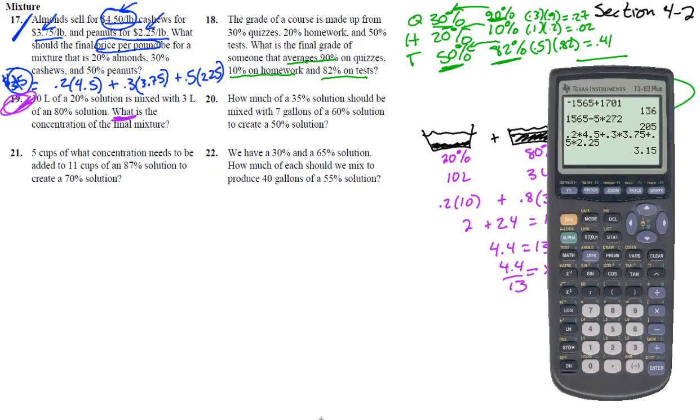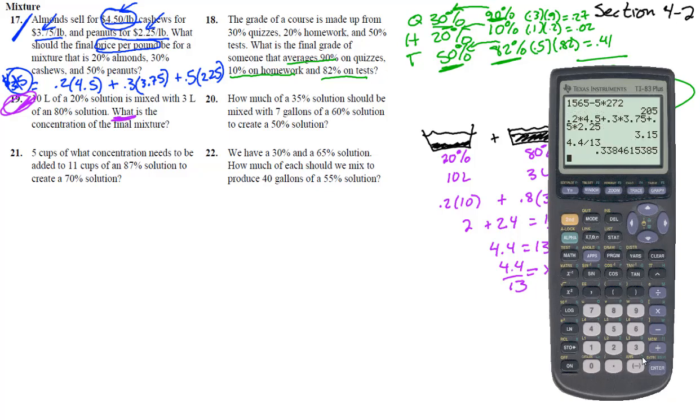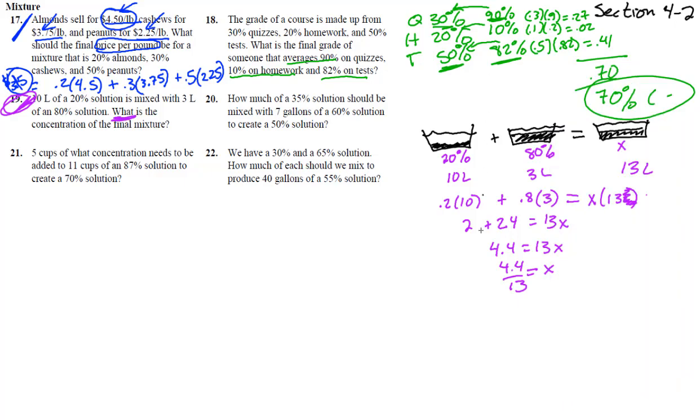If we plug that into a calculator, 4.4 divided by 13, what is that? 33.8% is what it looks like there. 0.338 or 33.8%. And notice this is not exactly in half, in between 20 and 80, because we're adding more of the diluted concentration here. Good.